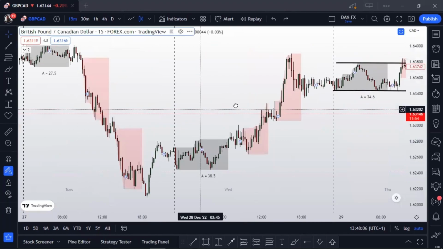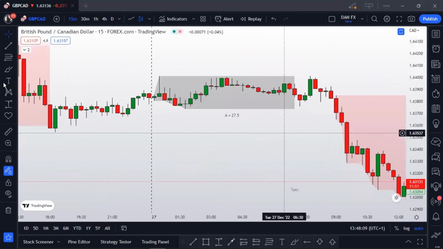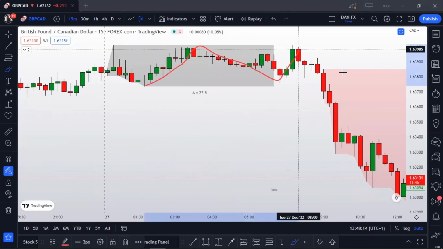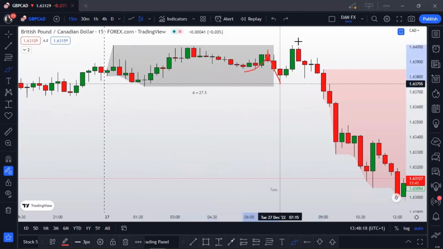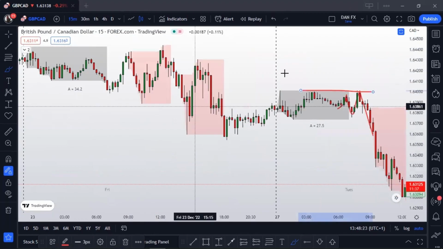Let me see if I can find another example. Okay, here's an example here. We have our first leg inside the box, and then we have our second leg outside the box. You can say it like this, or you can say this is your first leg of the M and second leg of the M, and you can see they don't break above this area. Let's look for another example.